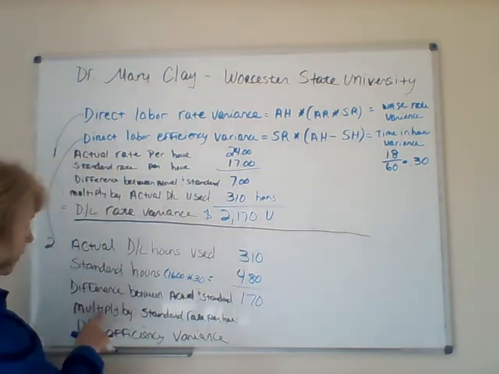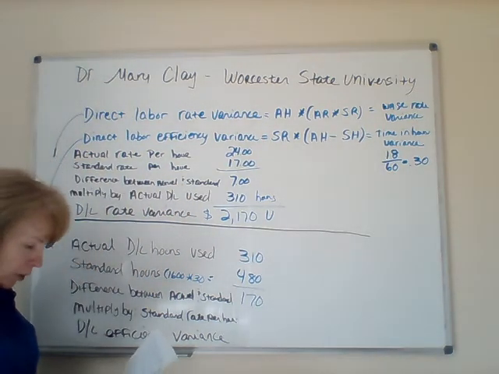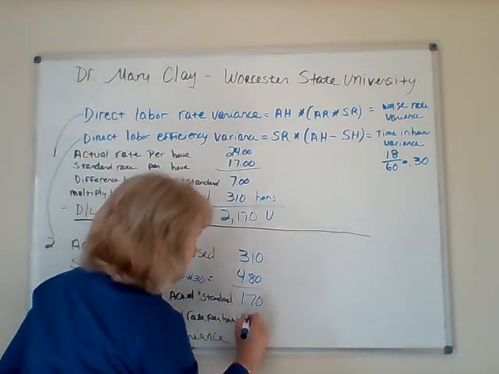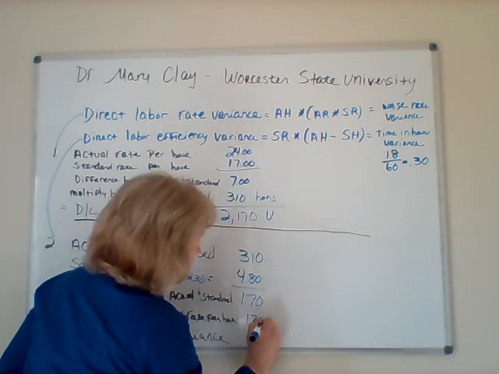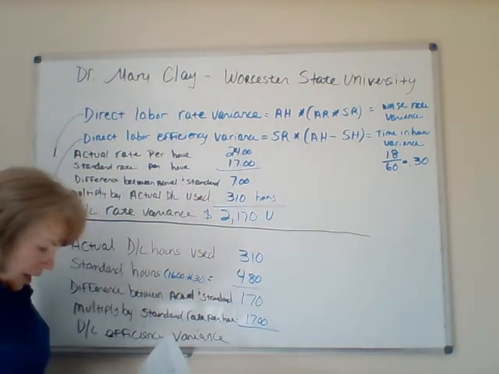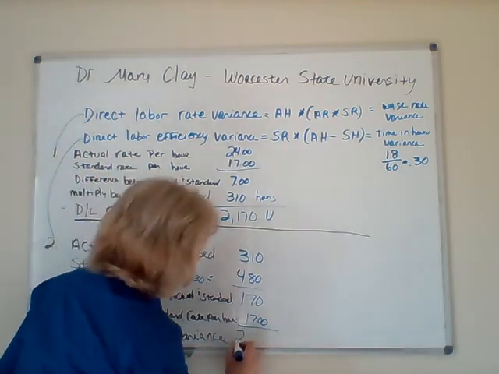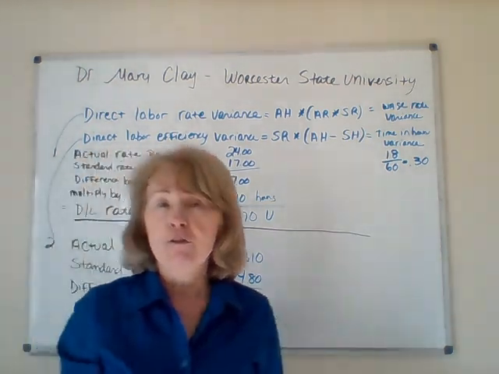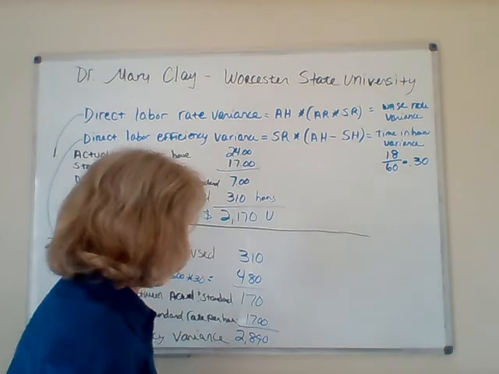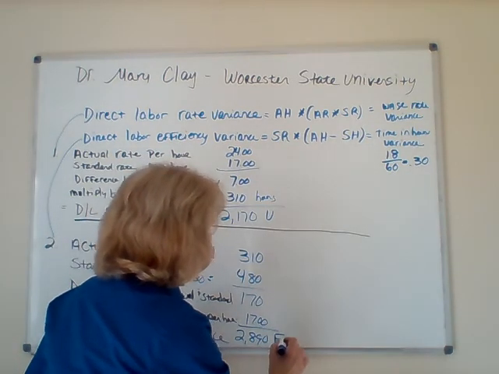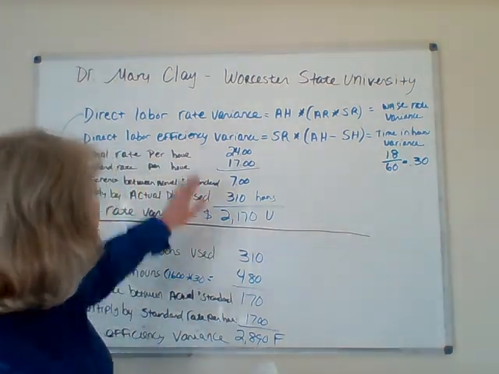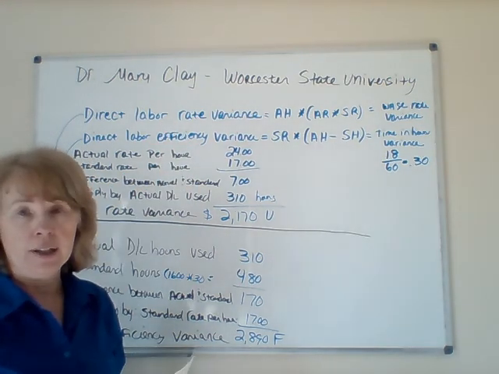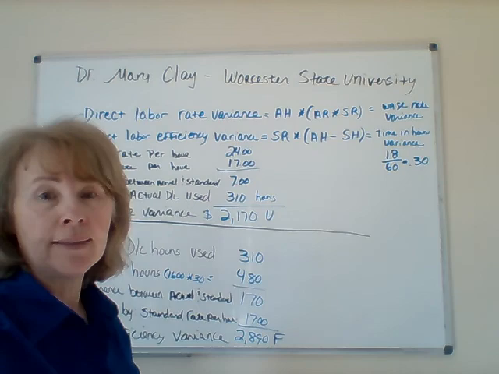Now we're going to multiply by the standard rate per hour. We find that in the problem, that was $17. We multiply that, $17, and it gives us 2,890. But that's an F for favorable. That's good. They did a good job in that. All right, so that's your direct labor rate variance and your direct labor efficiency variance. Okay, get in the lab, get that homework done.